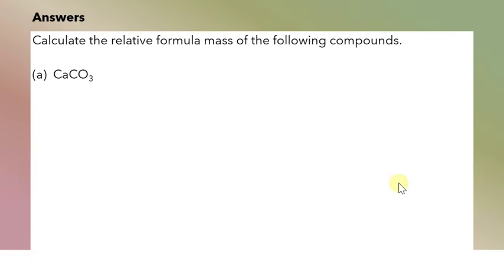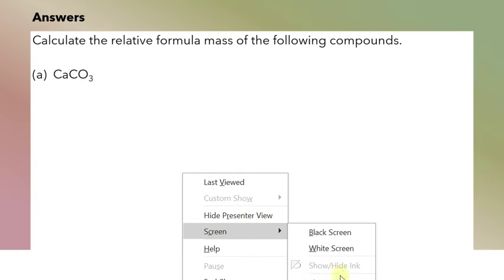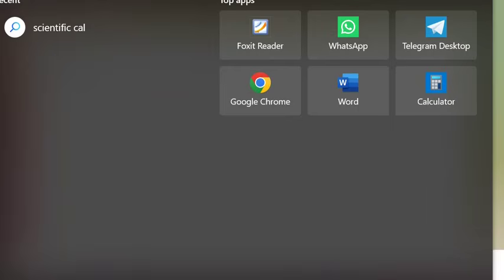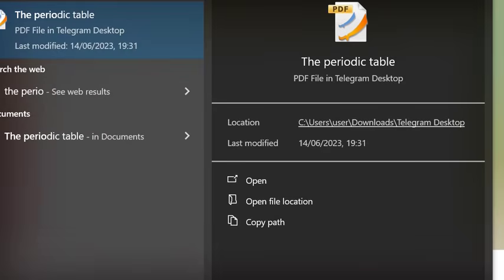So in this ionic compound, which is calcium carbonate, it has atoms calcium, carbon, and oxygen, and these have got individual relative atomic masses. Where do we get these individual atomic masses? From the periodic table. Let me just show you from the periodic table here. Let's see if I can find the periodic table quickly. Yeah, I have it there.